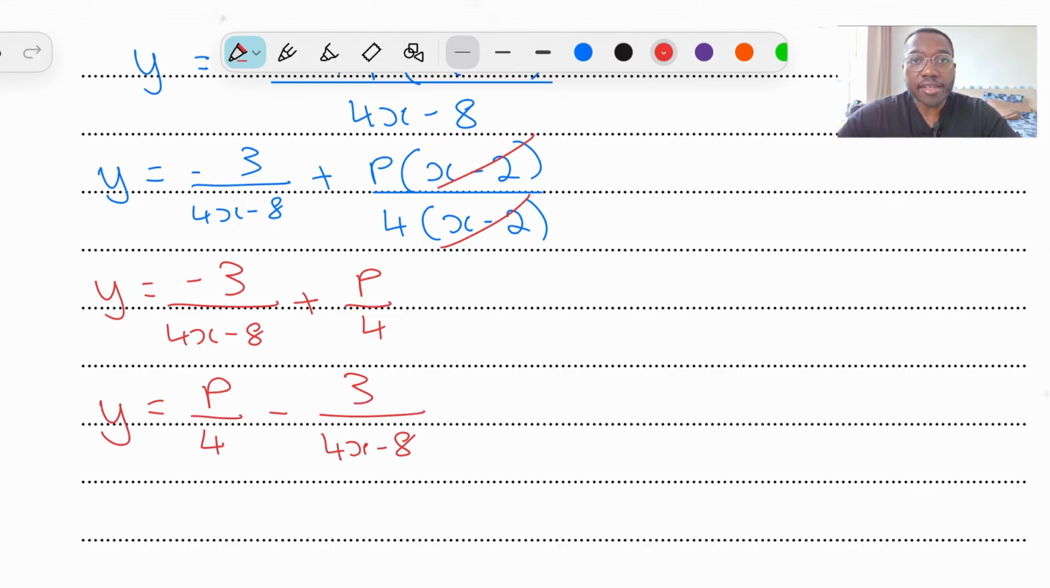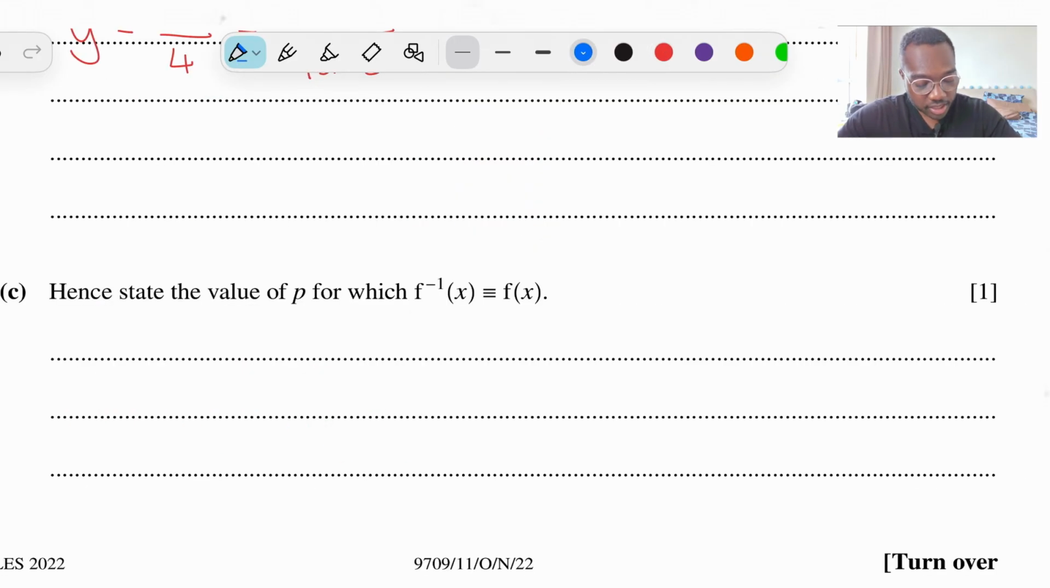And for part C, we need to state the value of p for which f to the minus 1 of x is equal to f of x. So for us, that will be p over 4 minus 3 over (4x minus 8), and that will equal 2 minus 3 over (4x minus p). Effectively, we can just compare the coefficients and work out what our p value is. Because if you just look at this, both are in the exact same form here.